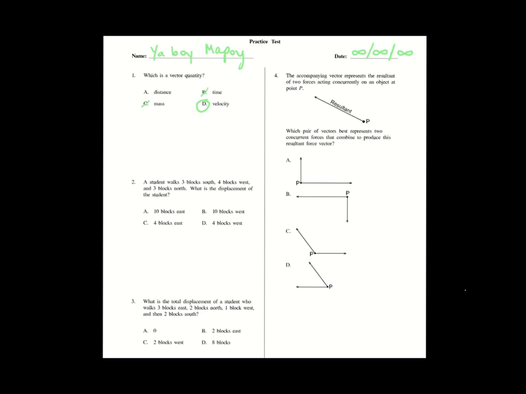A good one to remember is velocity and speed, scalar and vector. So speed and scalar go together, just like velocity and vector go together. V and V, S and S. So that's a good pair to remember.